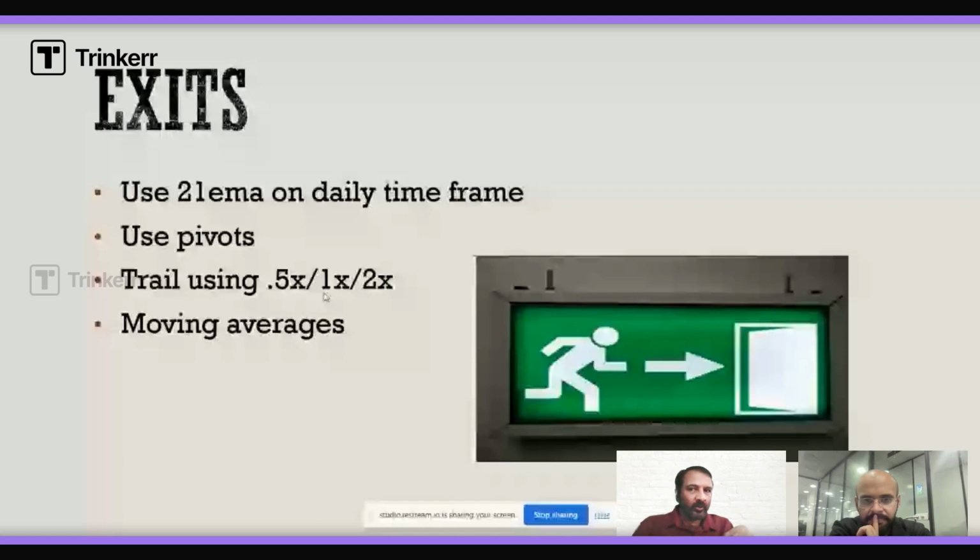Even 21 EMA is a conservative, not a very conservative, but okay. If you want to protect your profits, use pivots. It's another way. Then trailing, which I told you: a stock is 2x, trail 1x. Stock goes to 3x, trail 2x, or 2.5. Up to you what you want to say.